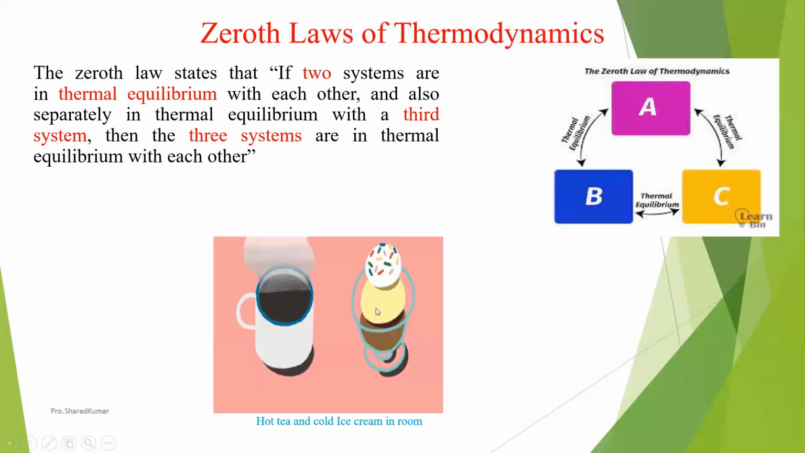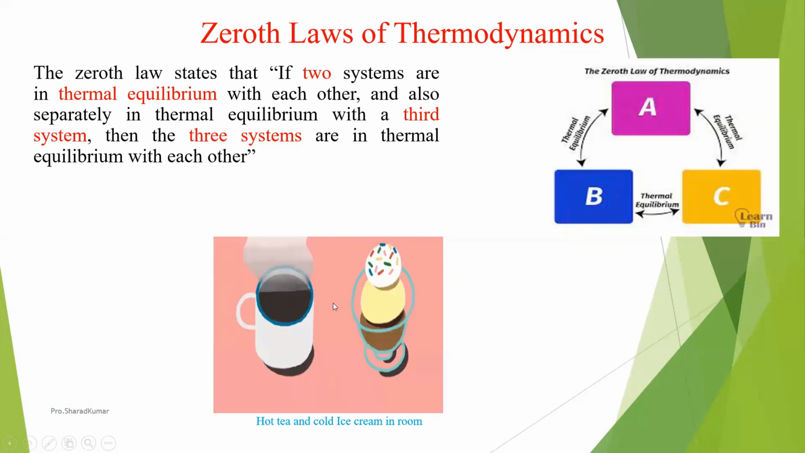At that time we can say that the room and the ice cream have the same temperature. So the hot cup of coffee and the cold ice cream will also reach the same temperature. Then we can say that these two systems are in thermal equilibrium with each other. So all three systems become thermally in equilibrium with each other.